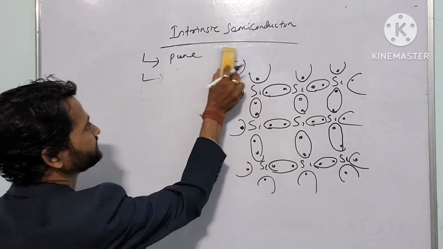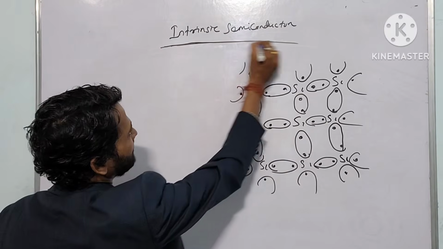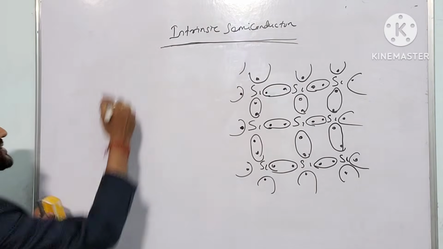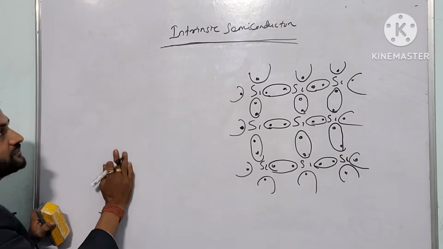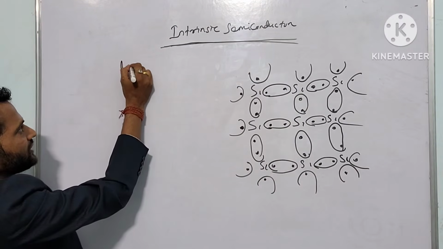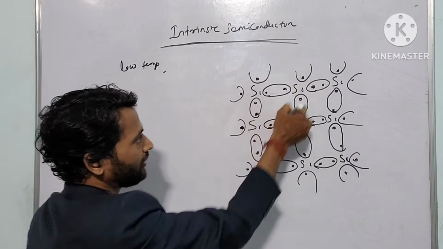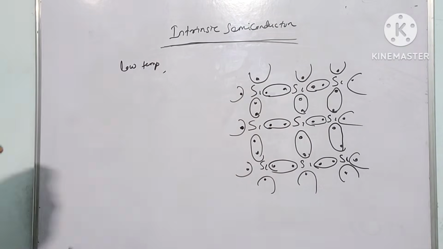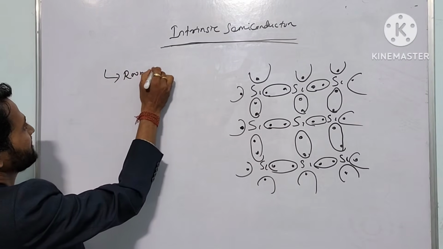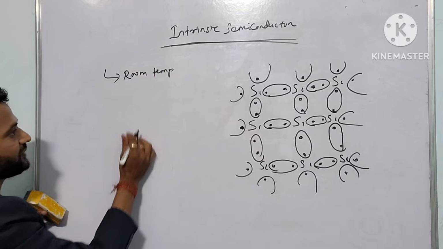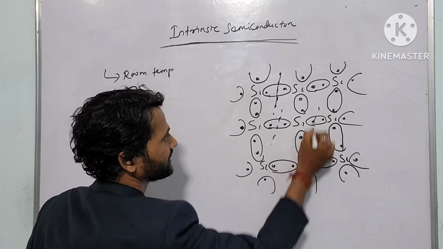Now what will happen? In intrinsic semiconductor, usually conductivity is very less. First thing you remember, conductivity is very less. Why? I'll tell you. Actually, at low temperature, if temperature is very less, then that bond cannot break. But in case of room temperature, if I increase the temperature, the bond will break. The covalent bond will break.